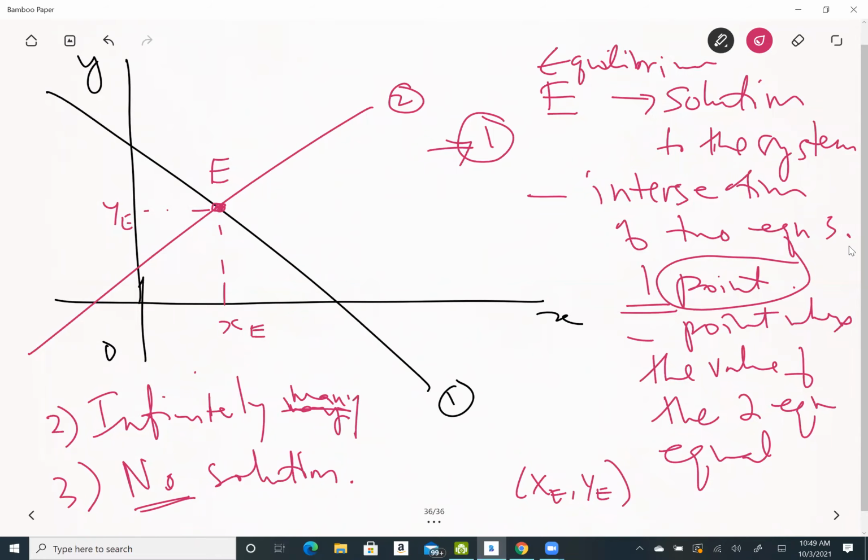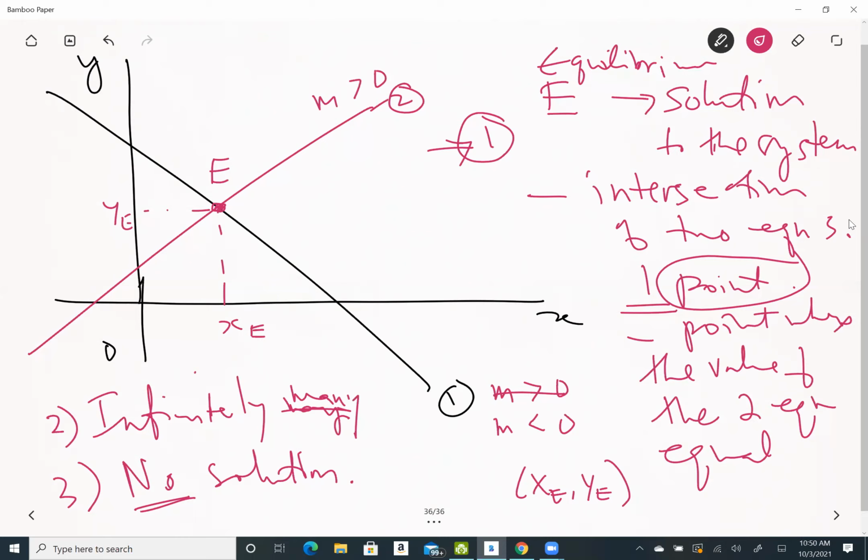Here I have line number 1, M is bigger than 0. No, I'm sorry. Line number 1, M is negative. Line number 2, what can you say about the M, the slope here? Positive. So if one slope is negative and one slope is positive, you have one solution.